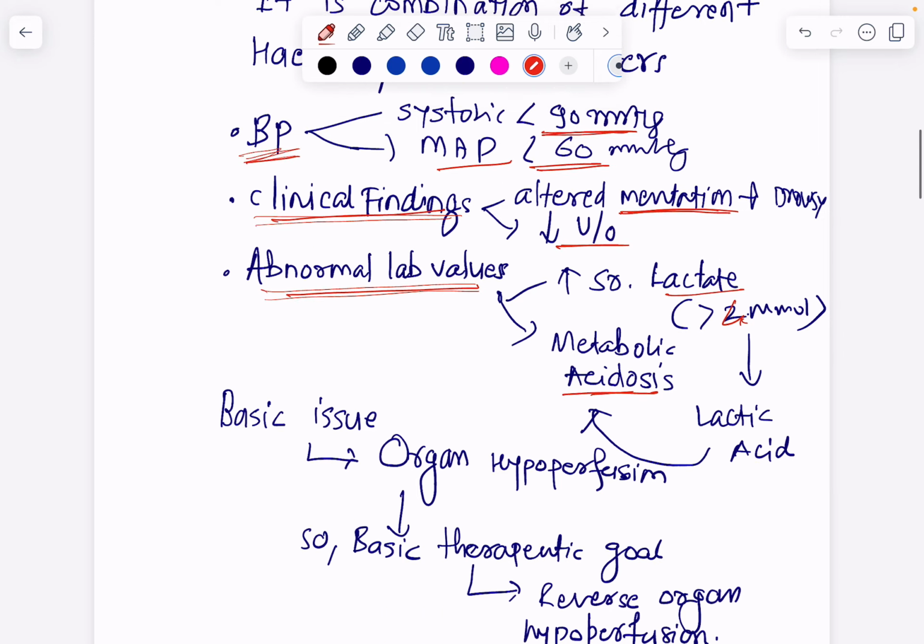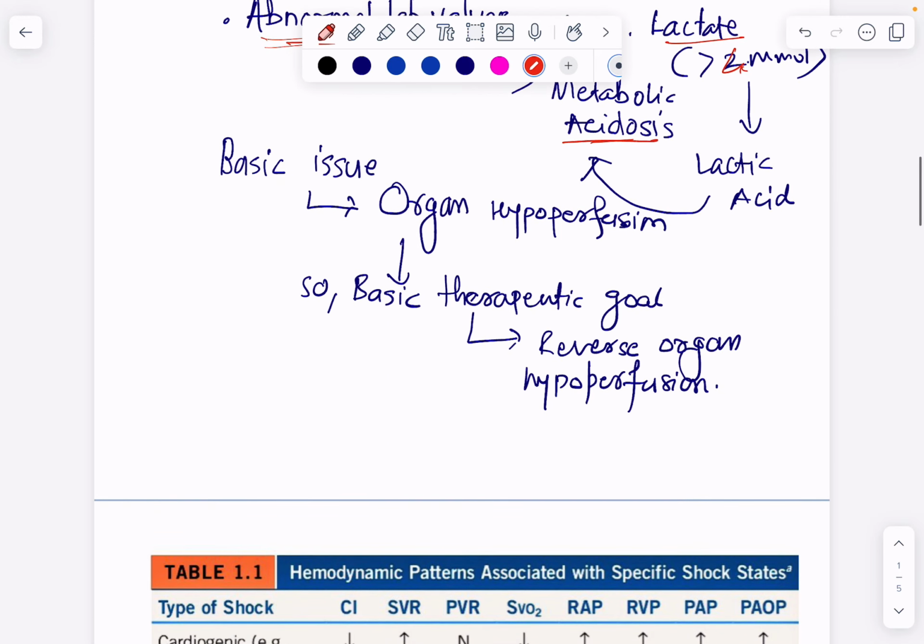So the basic concept is that there is organ hypoperfusion, and so the basic therapeutic goal is to reverse this organ hypoperfusion. Now we know that there are hemodynamic patterns associated with specific types of shock. There are different types of shocks. These include cardiogenic shock, hypovolemic shock, distributive shock, and obstructive shock.